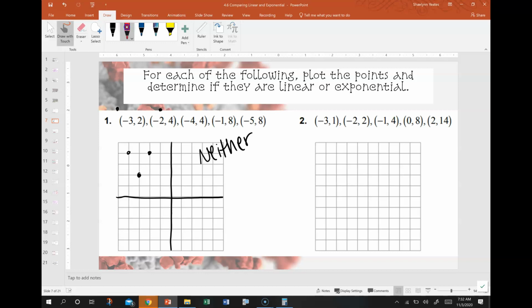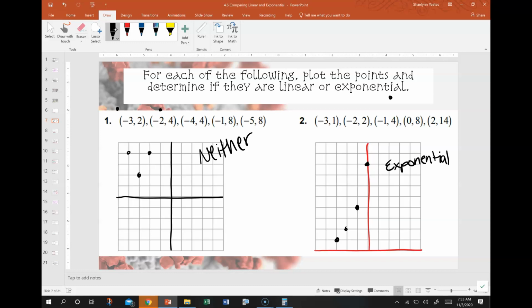Alright, let's take a look at this next one. So again, it has negatives. There's no negative y value, so I'm just going to set this as 0. Okay, so at -3, 1, -2, 2, -1, 4, 0, 8, and 2, 14 would be way up here. This one's looking pretty exponential. That's quite lovely.